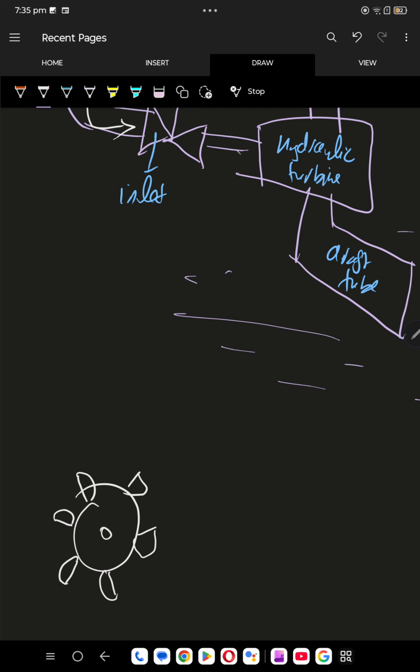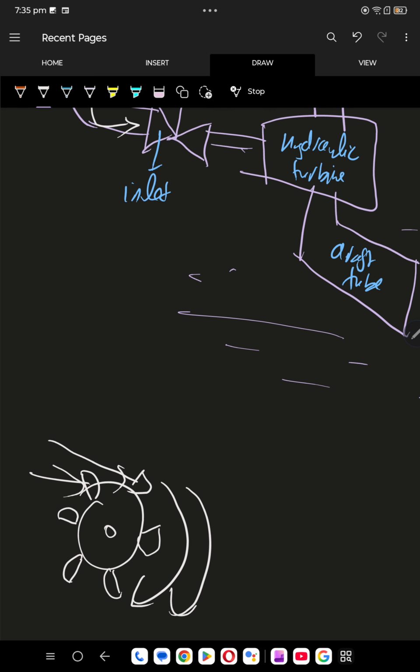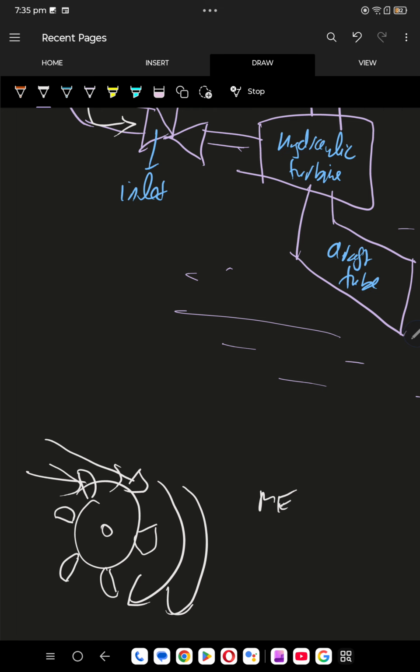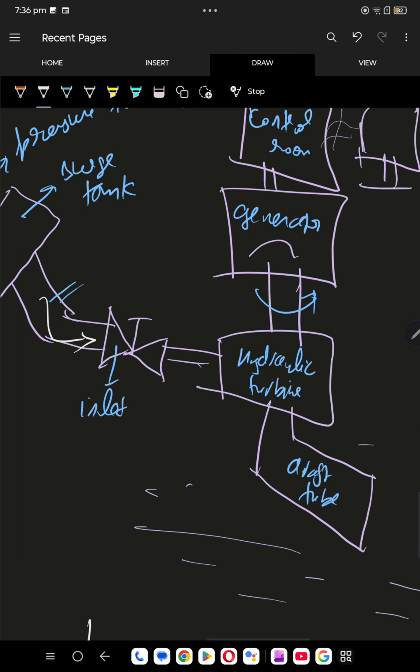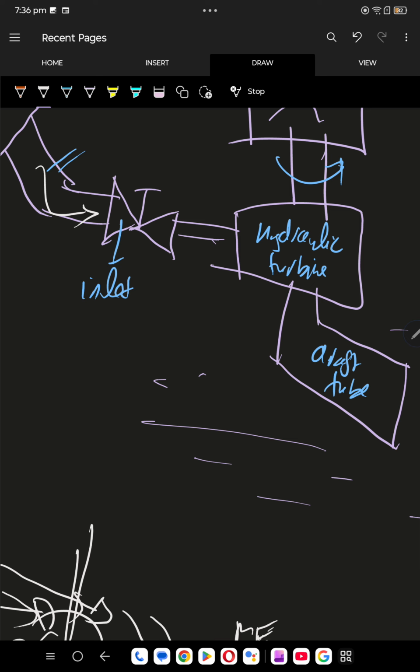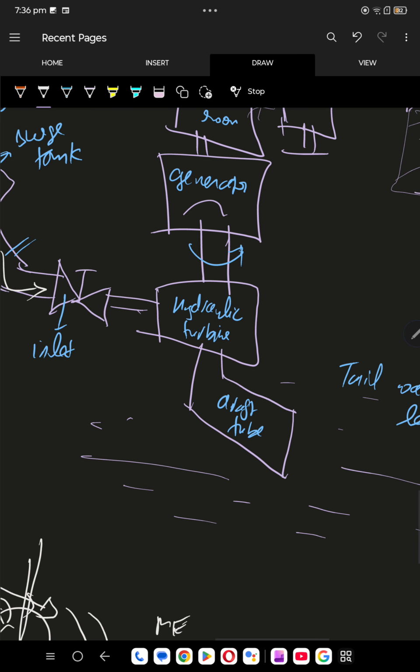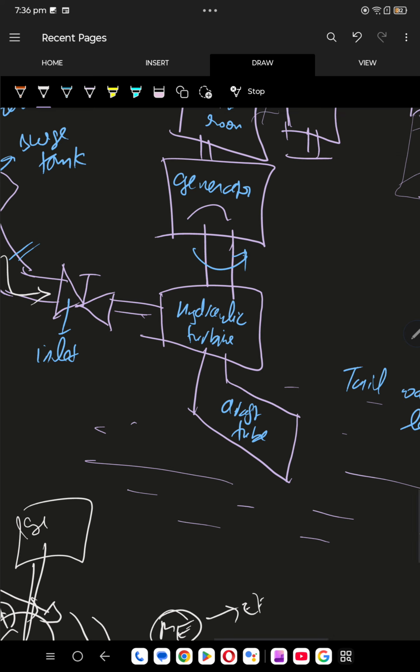Okay, so when water falls on these, they rotate like this. This causes the production of mechanical energy. This shaft is connected to the generator. So when water falls on this, the water flow rotates the shaft, which rotates the generator also. And this mechanical energy is converted into electrical energy with the help of the generator.